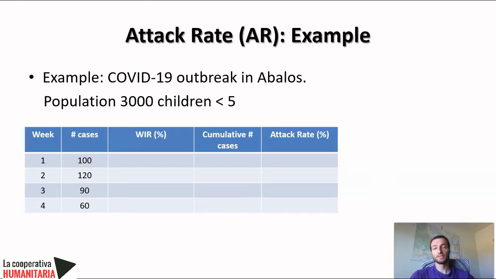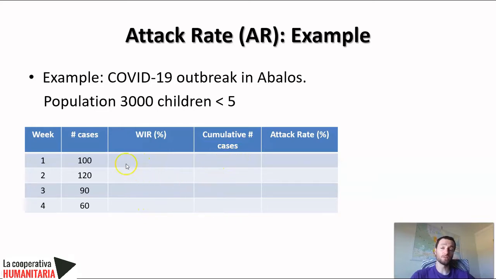So an exercise, example of COVID in Avalos. We have 30,000 children under 5. These are the total number of cases per week. Week 1 is 100 cases, week 2, 120, week 3, 90, week 4, 60 cases. With that, you can calculate the weekly incidence rate. You can give us this figure.